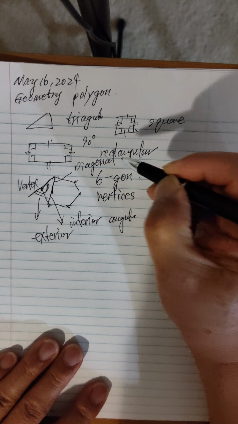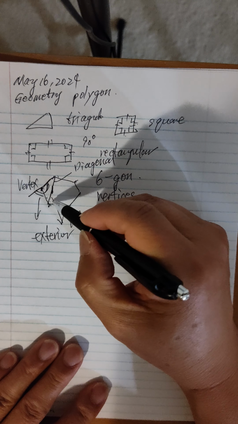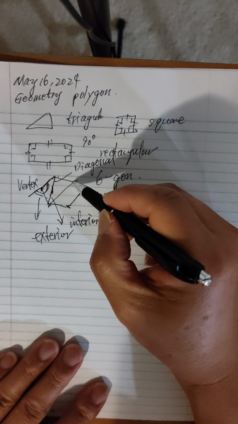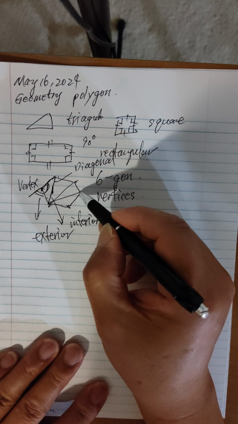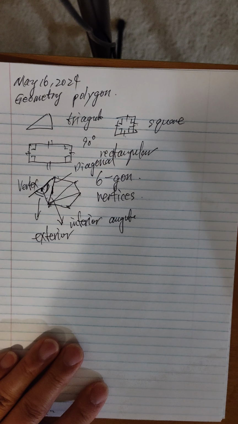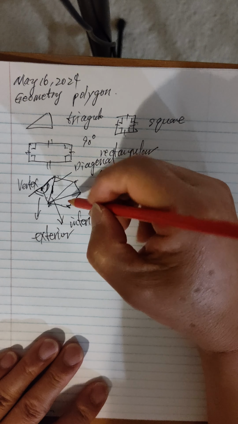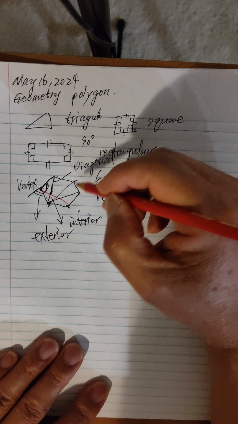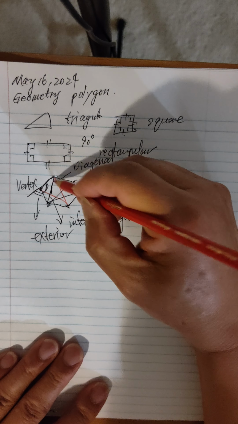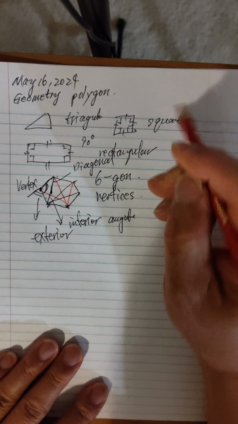diagonal segment. Again, if I connect those 2 points, this is also a diagonal. If I connect those 2 points, they are all diagonals. Notice if I connect this one to this one, this is called a diagonal. This is a diagonal. This is a diagonal, and so on and so forth.